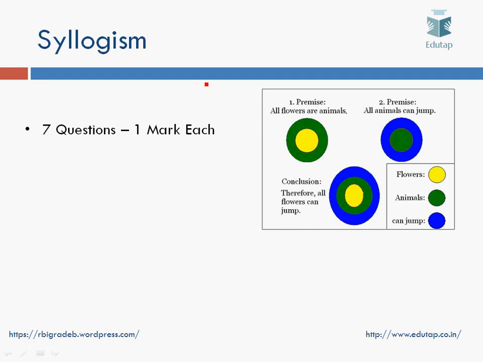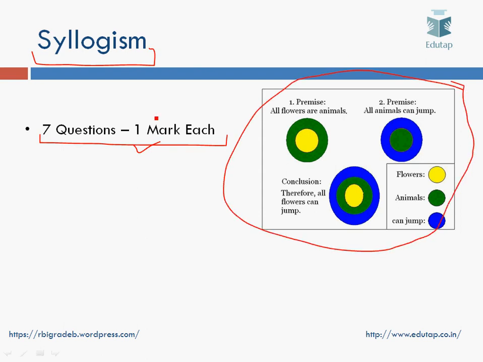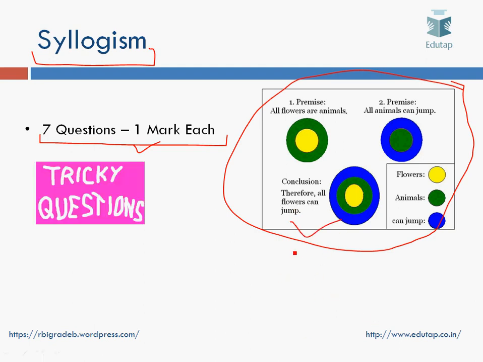Now let us take up each topic one by one. The first topic was syllogism. In the last year examination, 2016 examination, 7 questions were asked. Each question was of 1 mark each. This is an example of a question based on syllogism. All flowers are animals, all animals can jump, conclusion, therefore all flowers can jump, right? So this is an example of a question based on syllogism.